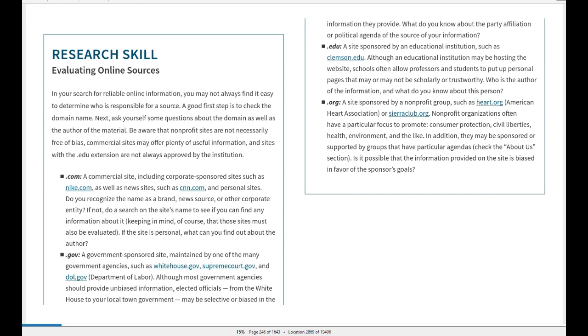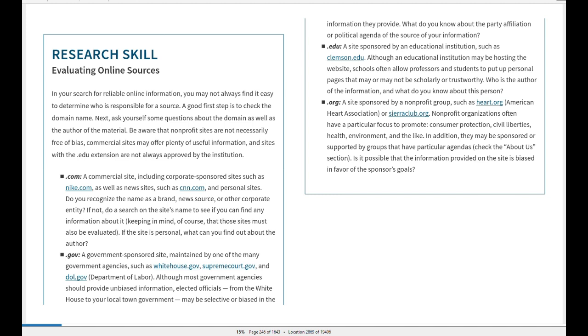.gov, a government-sponsored site maintained by one of the many government agencies such as whitehouse.gov, supremecourt.gov, and dol.gov, the Department of Labor. Although most government agencies should provide unbiased information, elected officials from the White House to your local town government may be selective or biased in the information they provide. What do you know about the party affiliation or political agenda of the source of your information?